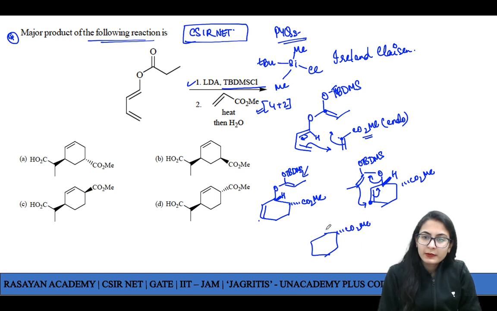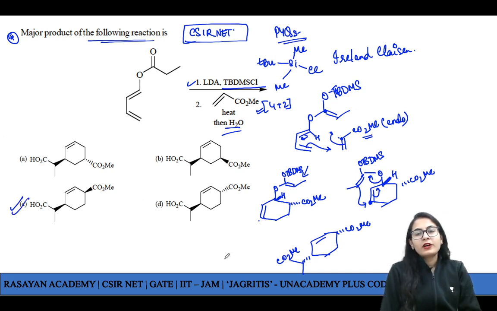It is from below the plane, so your other group also must be below the plane. So this is how it happens. And you have CO2Me after hydrolysis. Okay, so after hydrolysis you have this final product. So your answer is option number C. Okay, so first of all, it is the 1,2 major product.